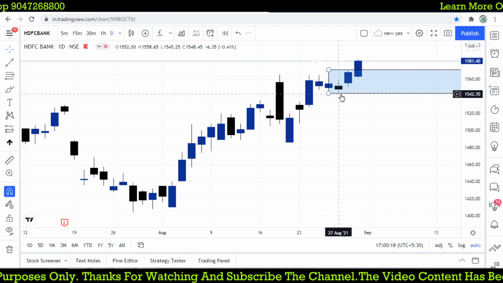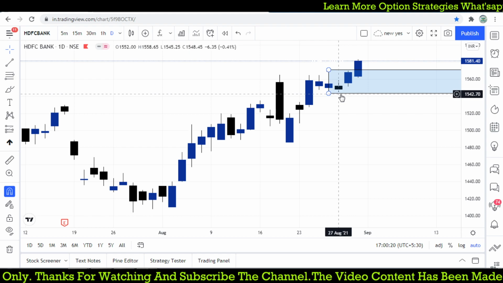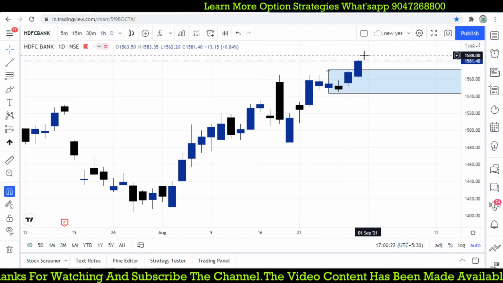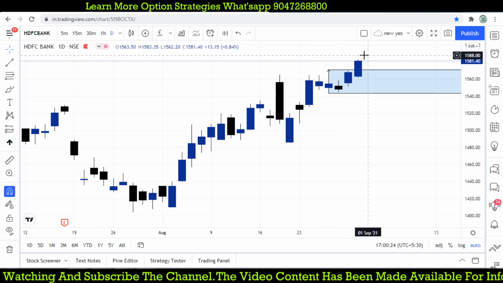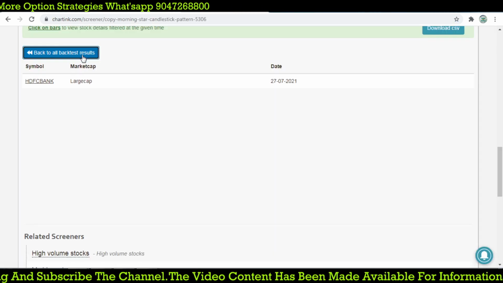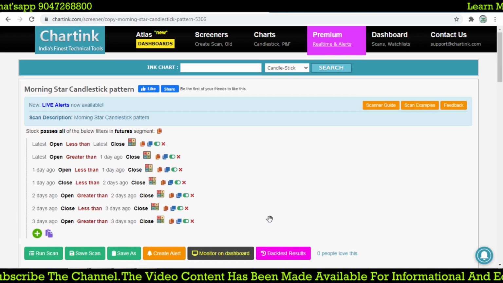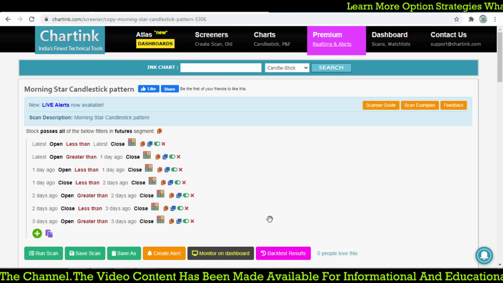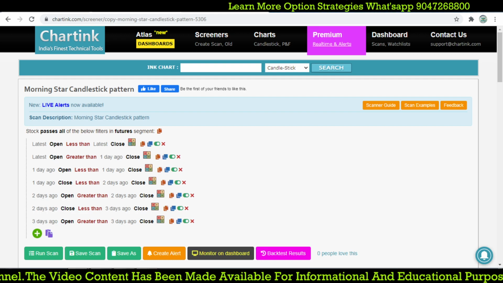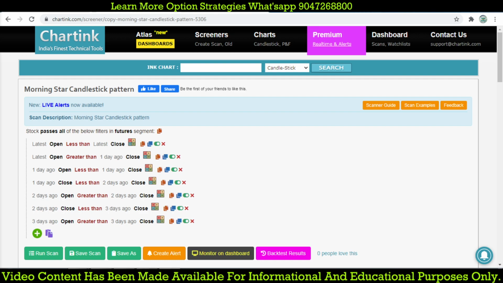They are expecting the sale, but we don't have the sale opportunities on the stock. Instead of a sale, it started moving higher and higher. Hope you got it, and it happened in a lot of stocks. So that is the scan which filters out that kind of great patterns which we are going to do.